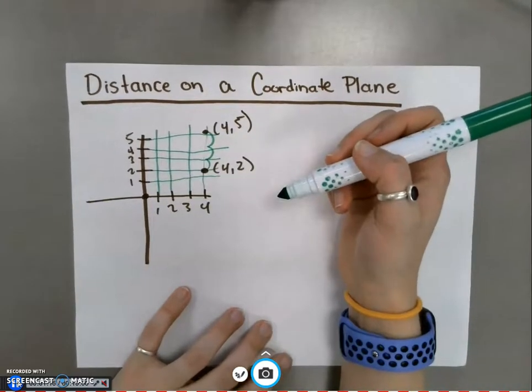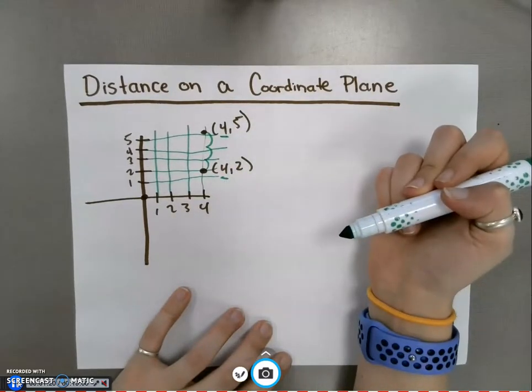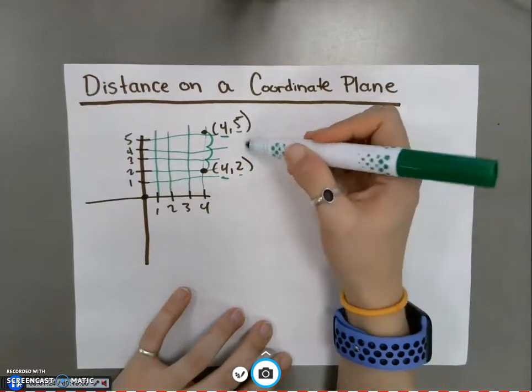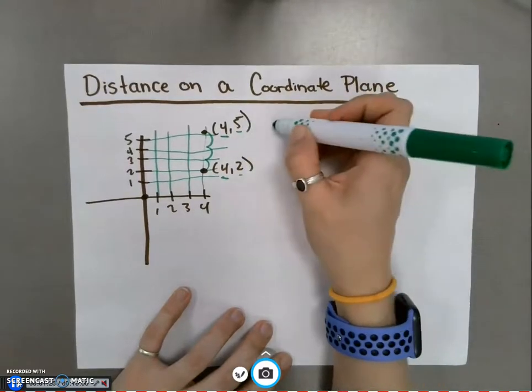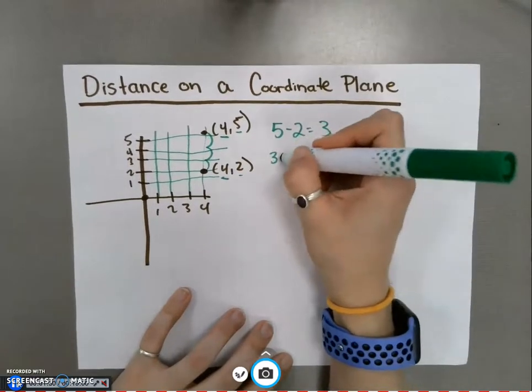One way to figure that out is to say, my x values are staying the same. They're staying at 4. My y values are changing. What's the difference between 5 and 2? 5 minus 2 is 3. These are 3 units apart.